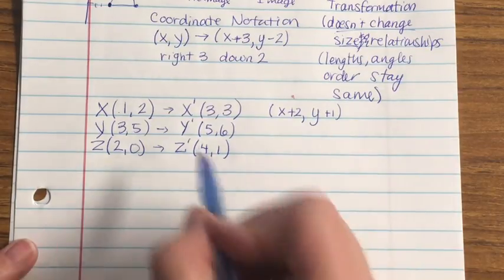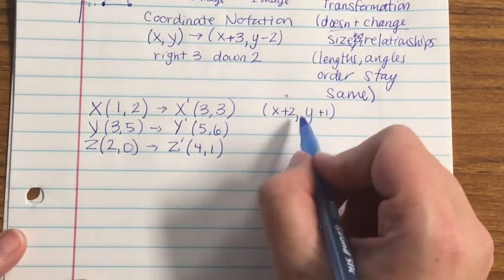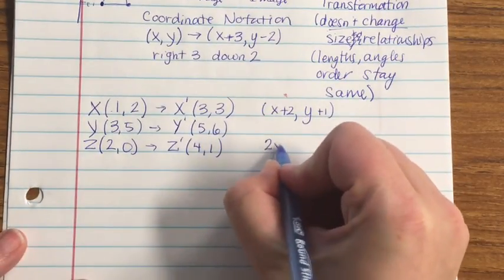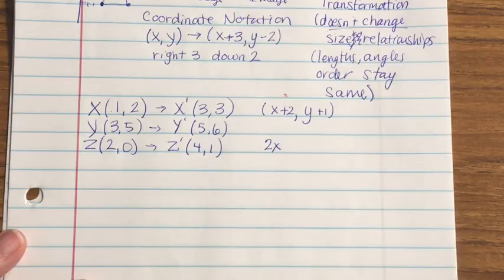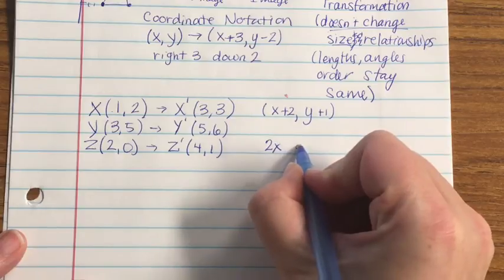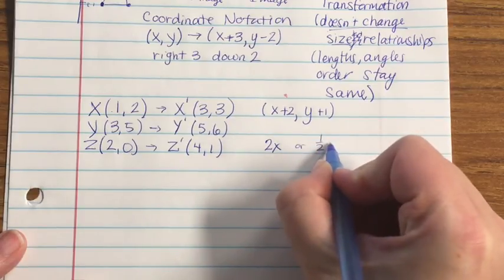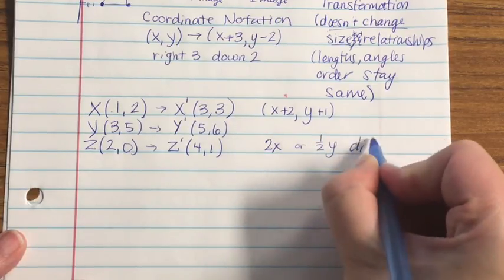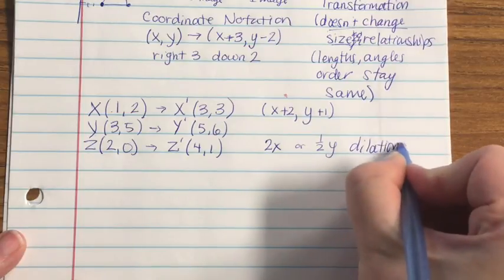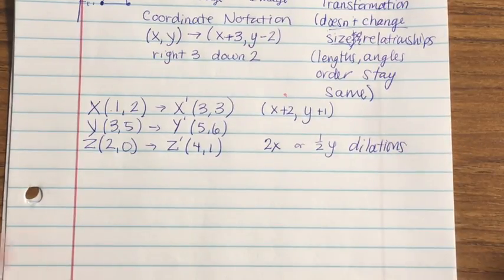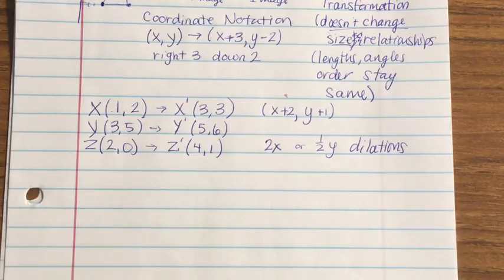If this coordinate notation ever had something like 2x, is that going to be a rigid motion translation? No. What would that do? It would dilate. It'd be like dilating it. So 2x, or if we had something like 1/2 y, those would be dilations, which we don't have to do right now. Okay. That is the G.CO.2.